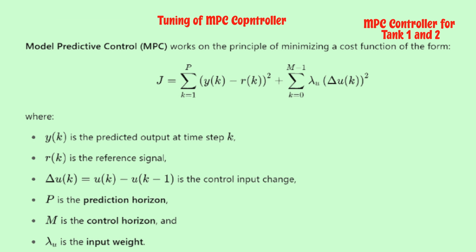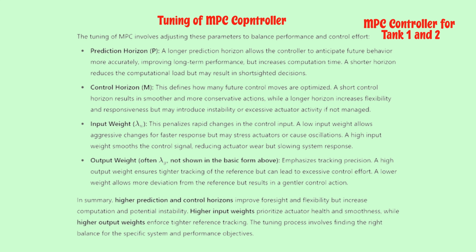Model predictive control works on the principle of minimizing the cost function equation as shown. The tuning of MPC involves adjusting these parameters to balance performance and control effort. Prediction horizon P: a longer prediction horizon allows the controller to anticipate future behavior more accurately, improving long-term performance, but increases computation time. A shorter horizon reduces the computational load, but may result in short-sighted decisions.